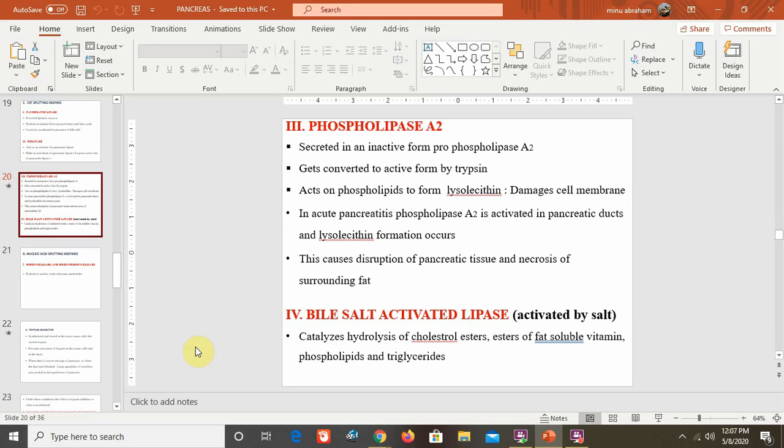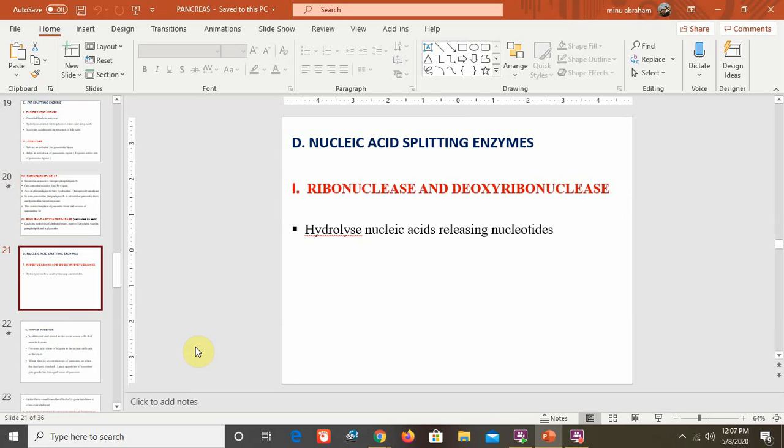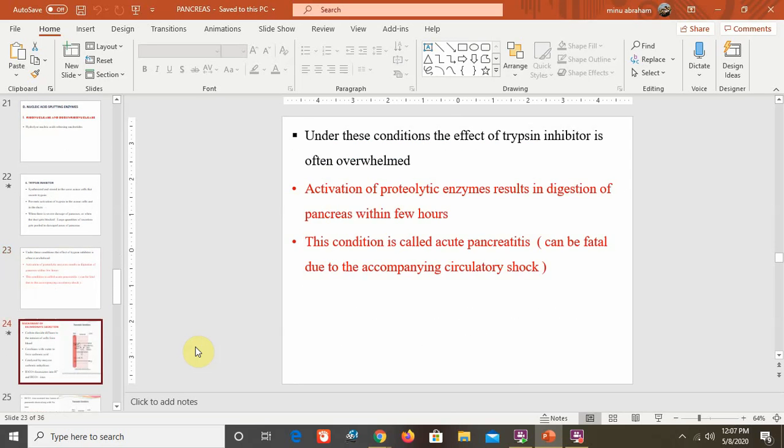Coming to the last one, that is bile salt activated lipase. It mainly catalyzes hydrolysis of cholesterol esters of fat soluble vitamins, phospholipids, and triglycerides. The last one is the nucleic acid splitting enzymes, which include ribonuclease and deoxyribonuclease, which mainly hydrolyze nucleic acids, releasing nucleotides.